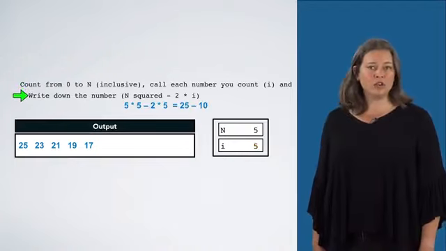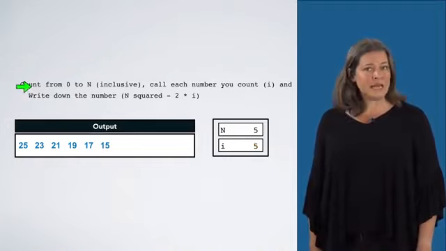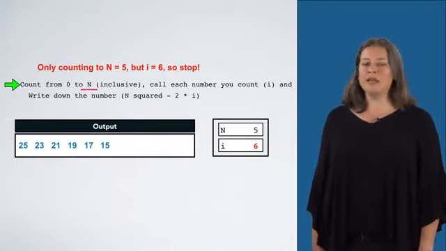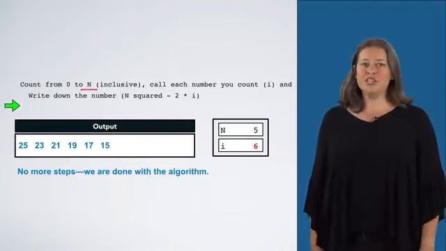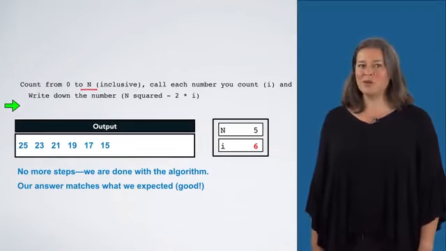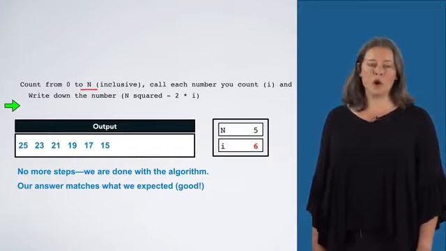I keeps getting larger each time we step through our algorithm. When I equals 6, however, we're going to stop because we're only counting up to n equals 5. At this point, we've finished the entire algorithm. And the good news is that our answer matches what we were expecting. The sequence of numbers is, in fact, what we were hoping to produce.